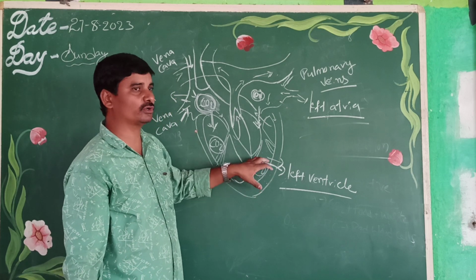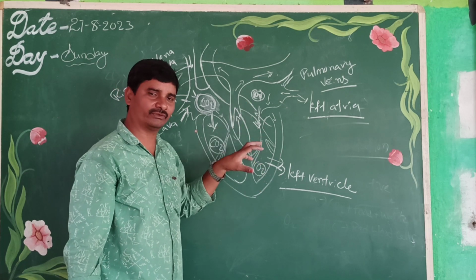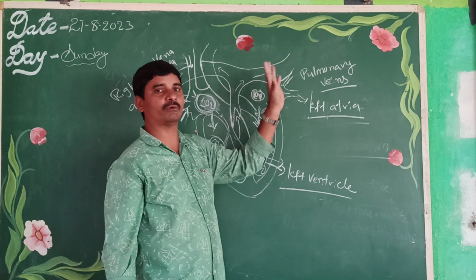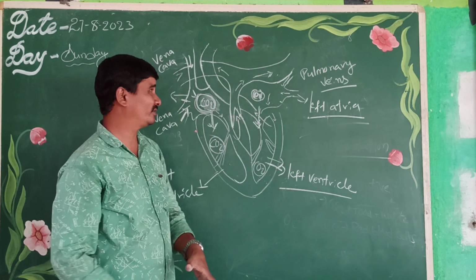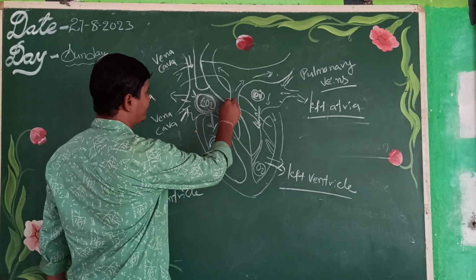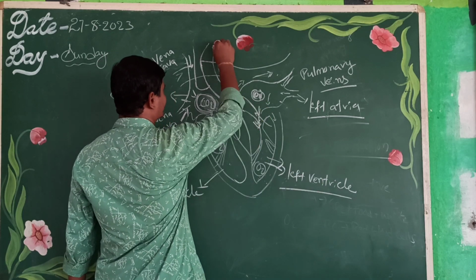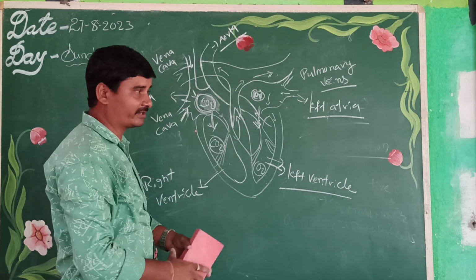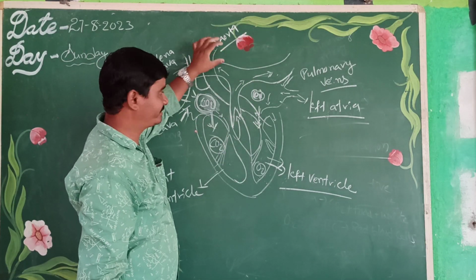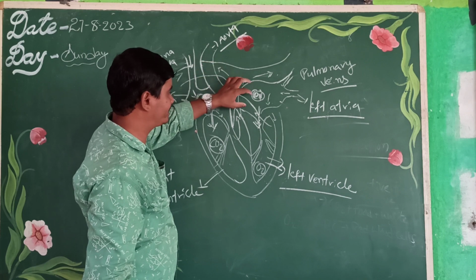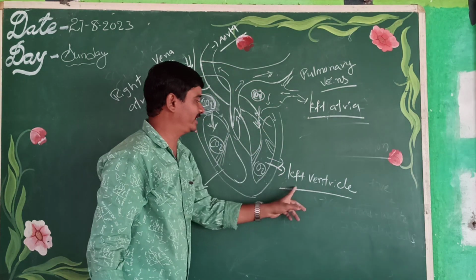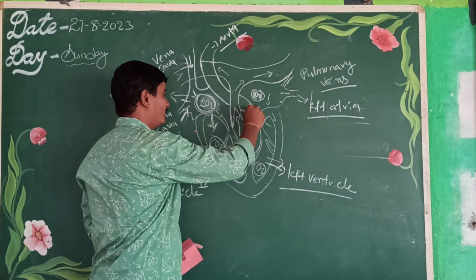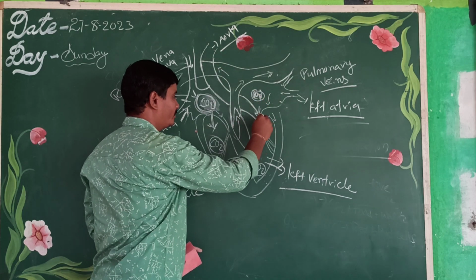Here also, one blood vessel is definitely involved in carrying this oxygenated blood from the heart to your body parts. What is that blood vessel? The aorta. See, this is the aorta, one of the largest blood vessels, directly arising from the left ventricle.